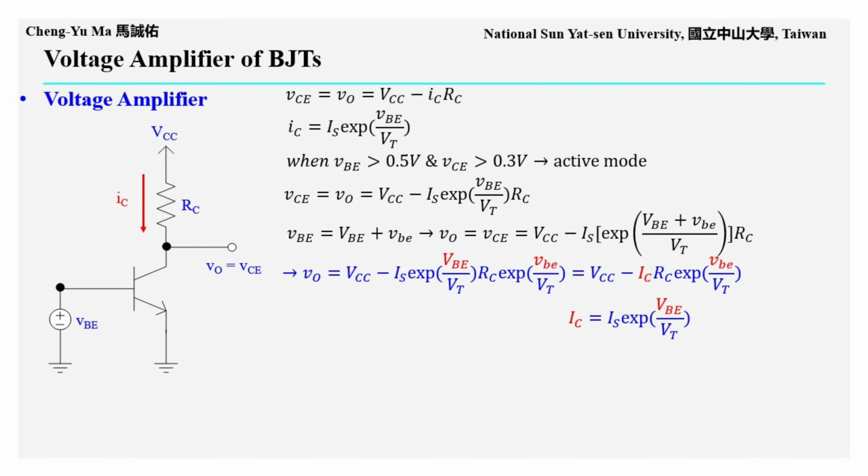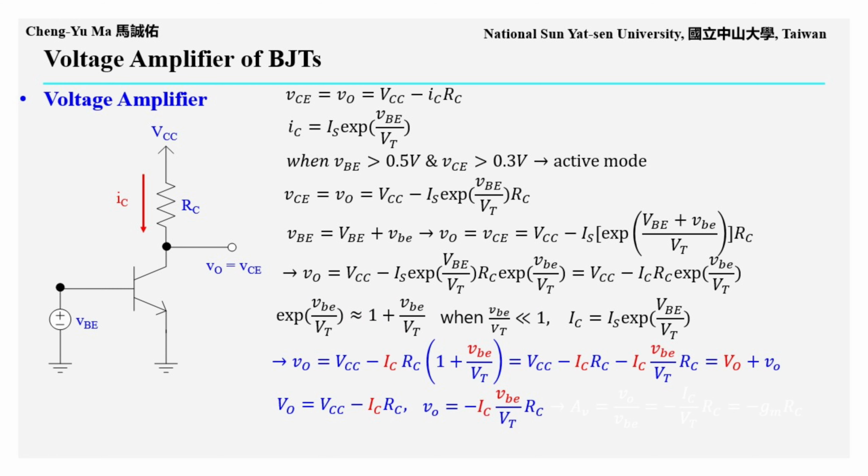Therefore, the output voltage can be written as VCC minus IS times the exponential of the DC VBE over VT times RC times the exponential of the AC vbe over VT. Since the DC collector current IC equals IS times the exponential of capital VBE over VT, this becomes VCC minus IC times RC times the exponential of lowercase vbe over VT. When the small signal ratio, lowercase vbe divided by the thermal voltage VT, is much smaller than 1, the exponential of vbe over VT can be approximated as 1 plus vbe over VT. Here, vbe over VT is the quantity inside the exponential function.